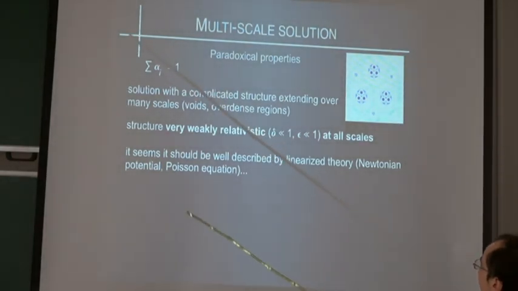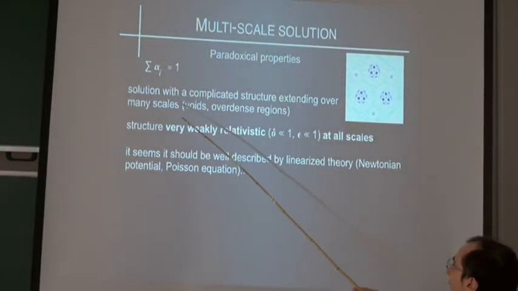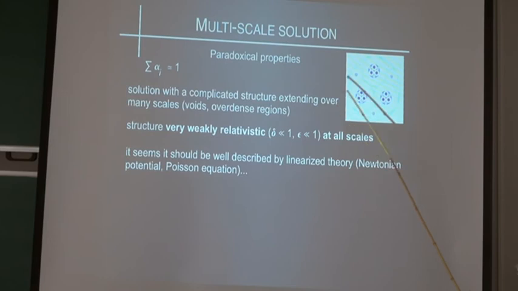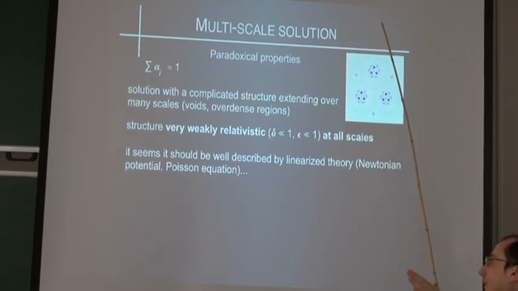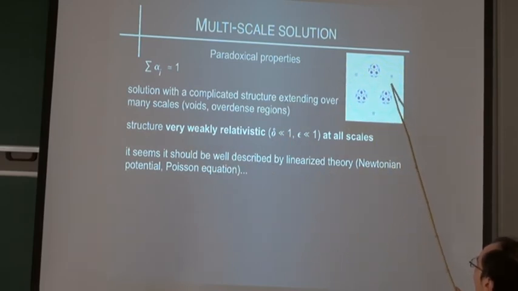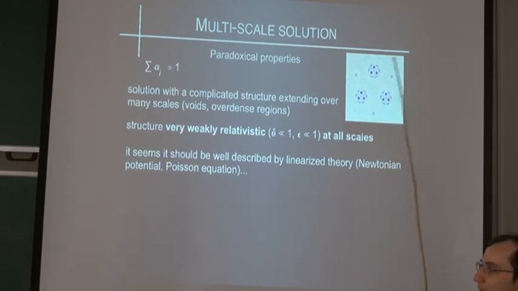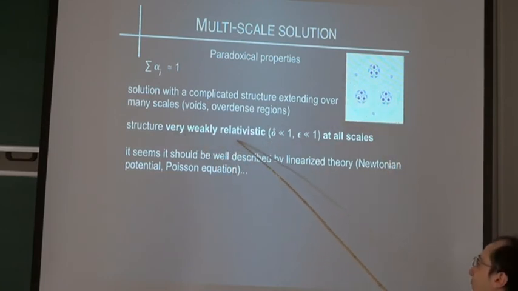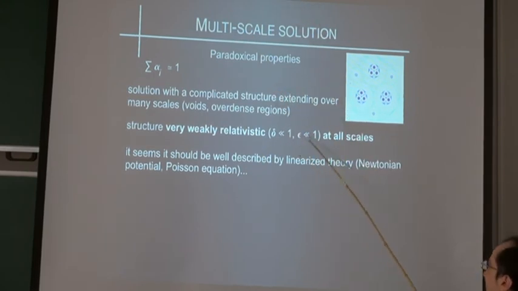And here, let me recap the paradoxical properties of this thing. This is basically a ball of matter, let's say dust, which from outside looks pretty ordinary. It's just a ball with a given mass, and this mass is in fact relatively small compared to its radius, so it looks like something very weakly relativistic. Inside, if you look very carefully, you see a pattern of voids and overdense regions. But at every scale you look at, it is so similar, so you only see a very weakly relativistic structure.